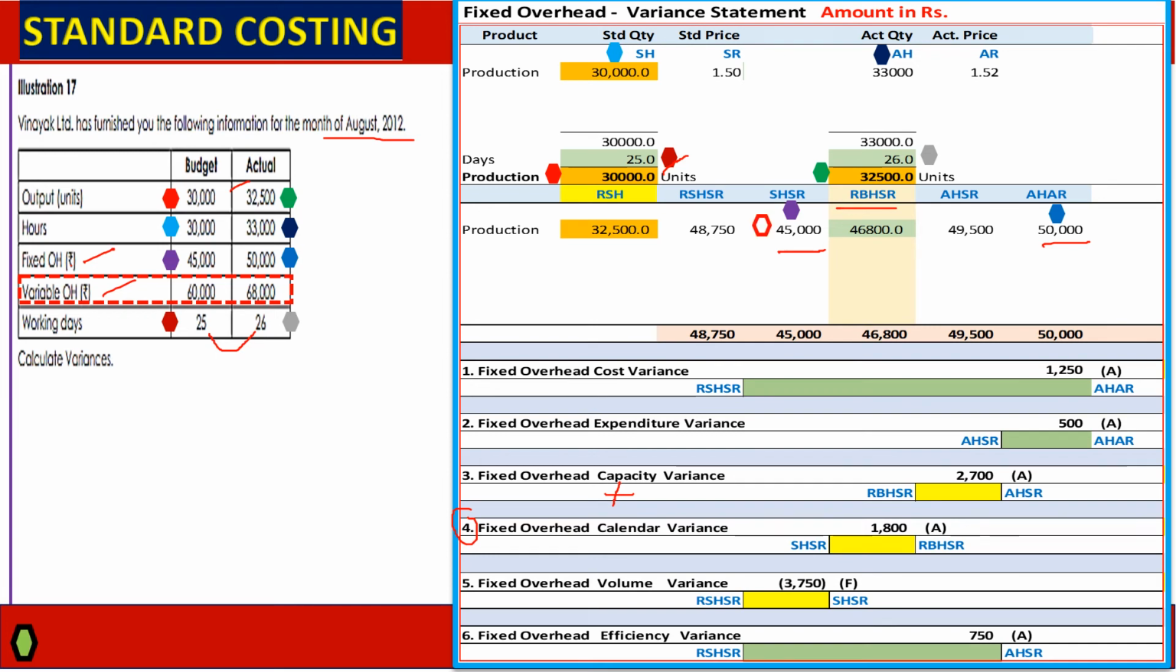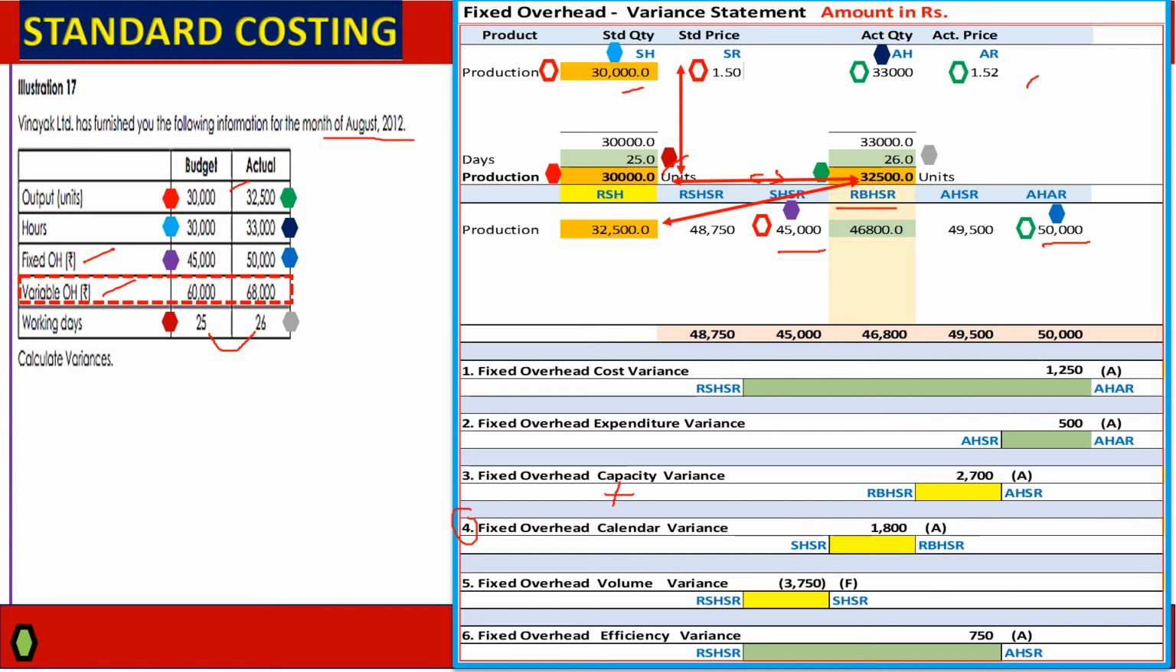Now we have posted the figures. Now take up calculation of the differences. SHSR is there. We have SH 45,000 divided by SH is equal to 1.5. SR is received. Similarly, AHAR is there, 50,000. AH is 33. 50,000 divided by 33 is 1.52. Once this is done, we have got unequal production, 30 versus 32.5. If it is 30 for 30,000, then for 32,500, 32,500.